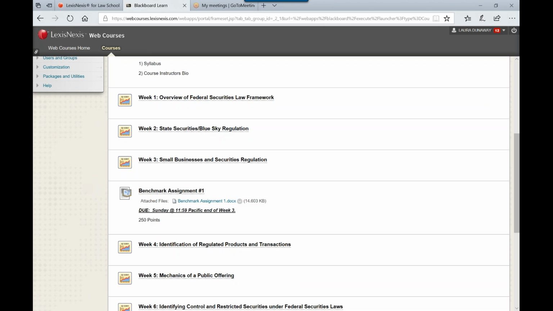While this week we're learning about the federal securities law framework, next week we'll be learning about state securities laws, also called blue sky regulations.